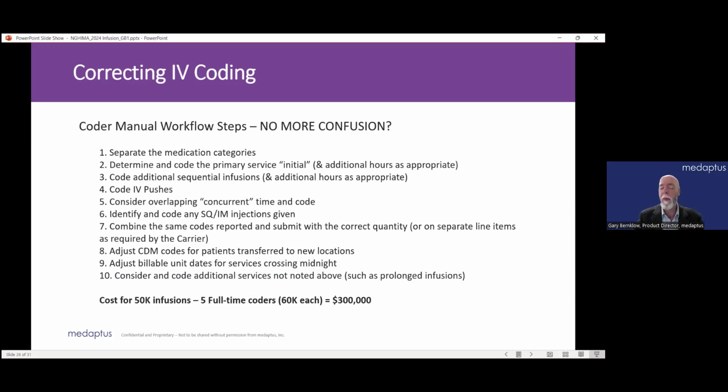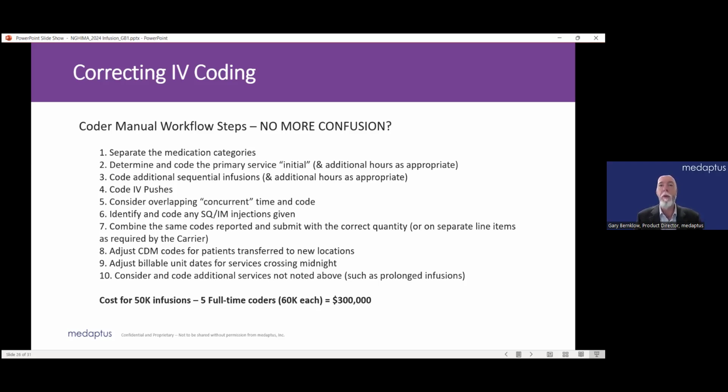And just so you know, these are the steps that a human goes through when they're creating these codes in the billing system, right? They have to separate the medication out by category, by chemo, med, or hydration, so they know which drugs are which. They have to determine and code the primary service, the initial code, and then create the right additional hours of that billable code. If it lasted for 2 hours, you submit the initial, and then you submit the additional hours of the same drug code. Then you have to code the initial sequential infusions, and by that, it means it's a different drug, but it's not the initial service. So I have to record a different CPT code for that and the additional hours of that drug as well.